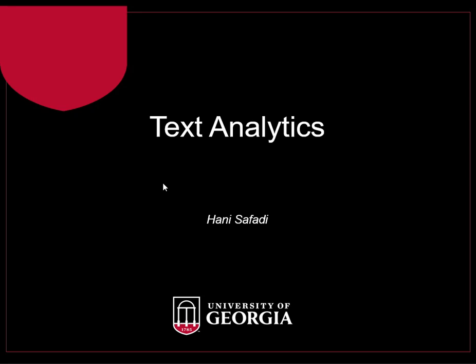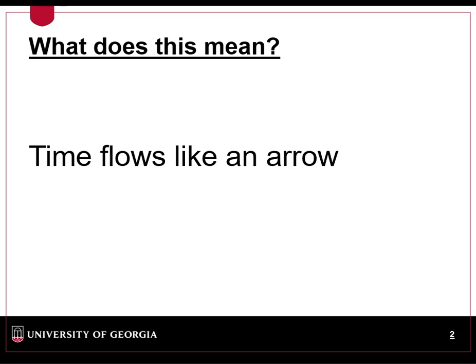This is not an easy task. And it's not an easy task because human language, in contrast to a programming language, is ambiguous. Let's take a look at this example. Take a look at this sentence. Time flows like an arrow. What does it mean? You can pause for a second and think about it.